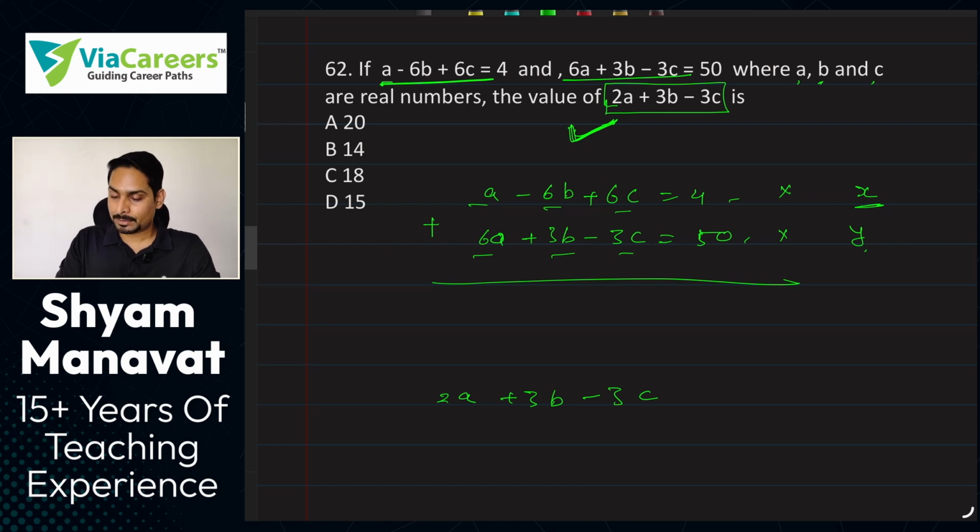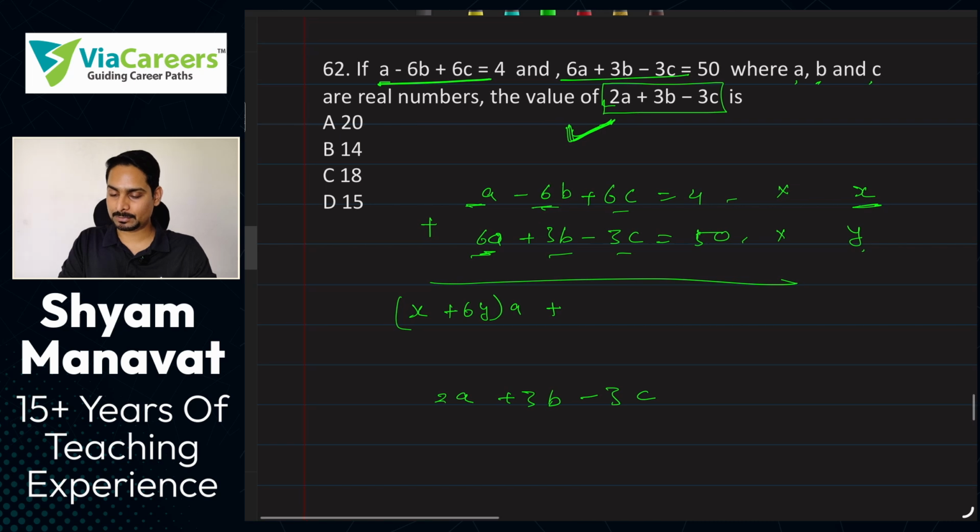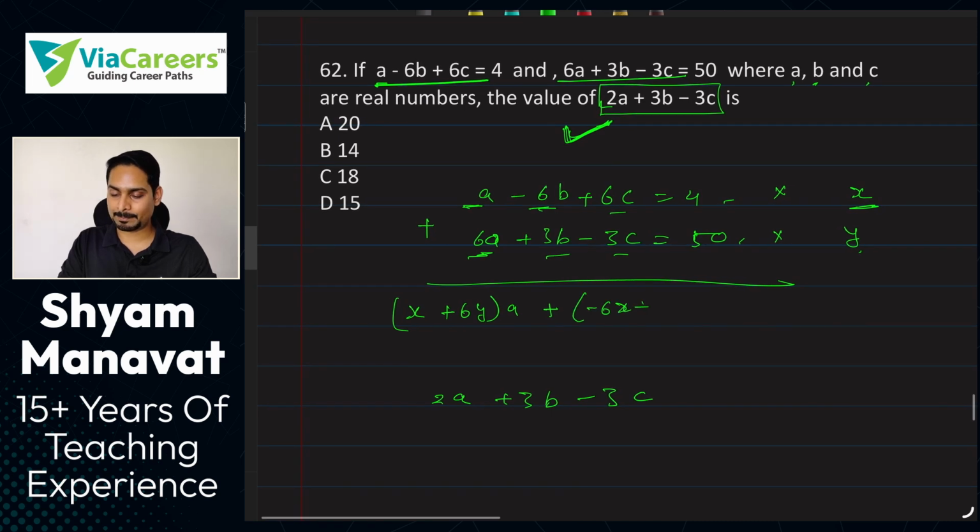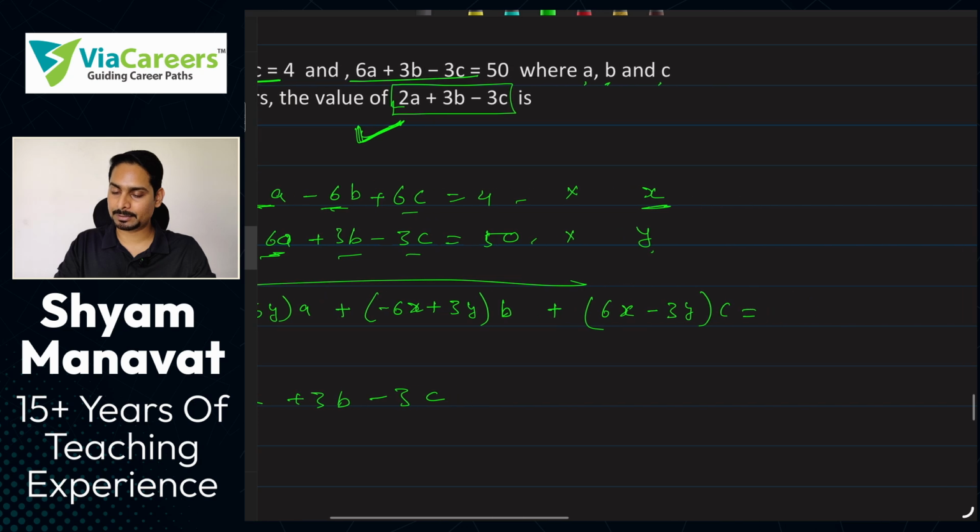Okay, so here the coefficient of a becomes, in the first equation 1 into x, and in the second equation 6 into y, and we are adding, as I said, so this becomes x plus 6y. Similarly, I'll keep the plus sign as it is, so minus 6 into x, this will become minus 6x plus 3y into b. Similarly, the coefficient of c is minus 3x minus 3y, and that's equal to 4 into x plus 50 into y. ये आपके पास आने वाला है, ठीक है.